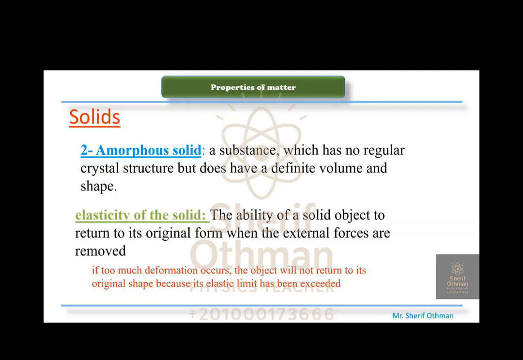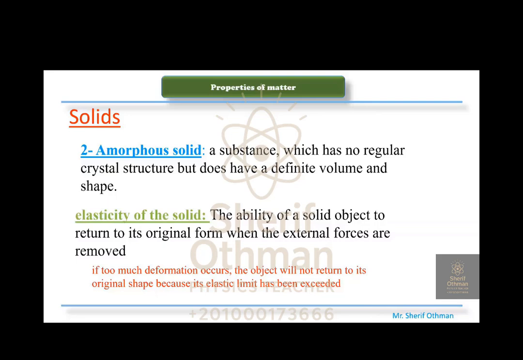What is the meaning of elasticity? Elasticity is the ability of a solid object to return to its original form when the external force is removed, like rubber. When you press a rubber, it bends down with you. When you remove your finger, it returns to its previous shape, which is called a slight deformation.